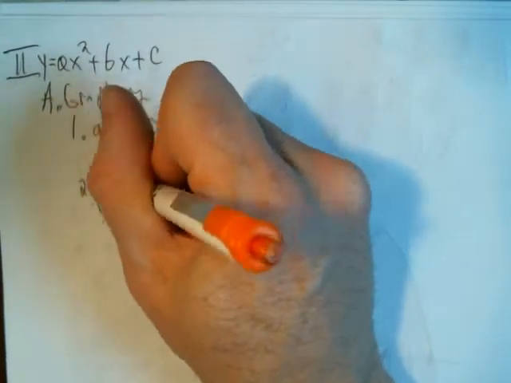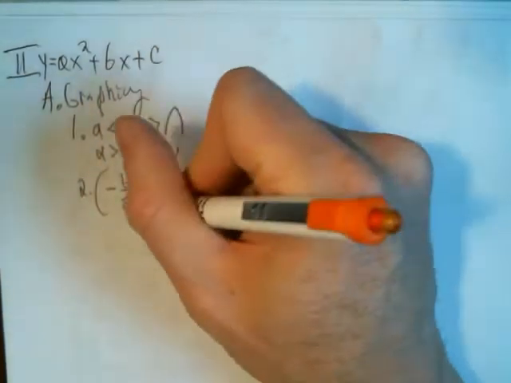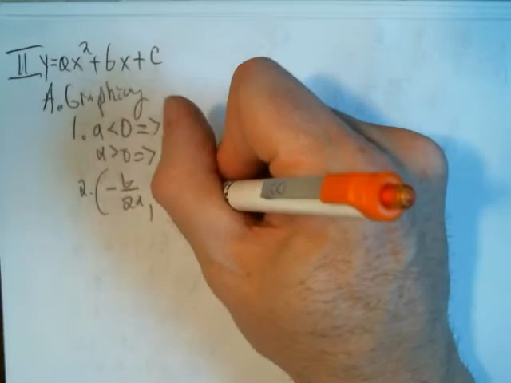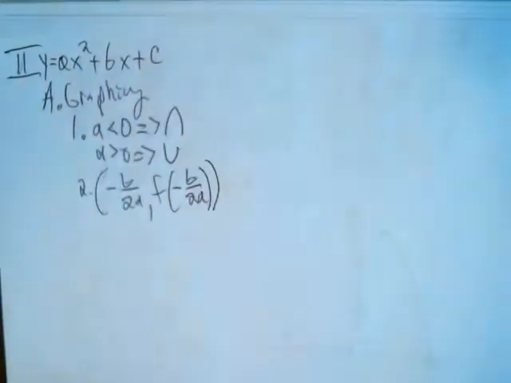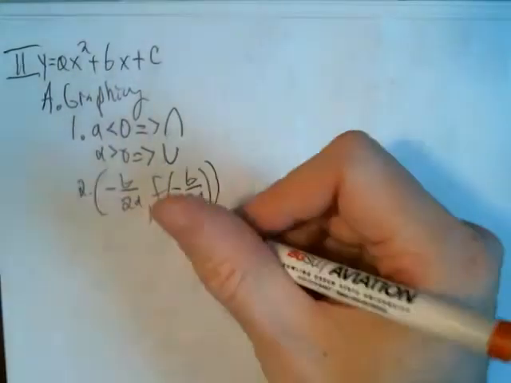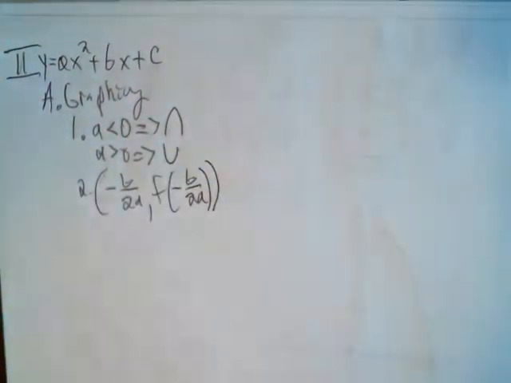So it'd be negative b all over 2a, and then you plop this into the quadratic and evaluate it, and it gives you your y coordinate. Okay? It's basically just filling out a t-table with your x equaling this, and then you plug that into your formula and you get your y coordinate.